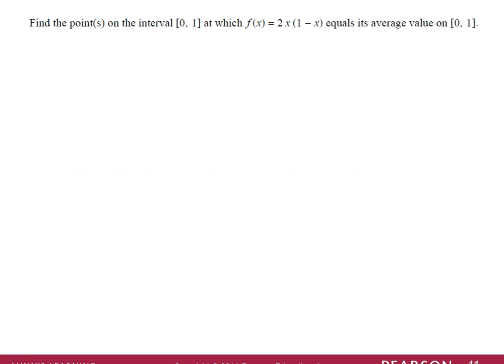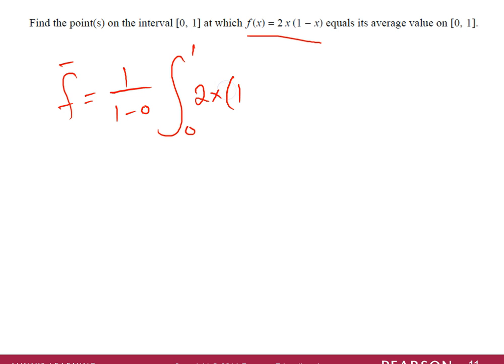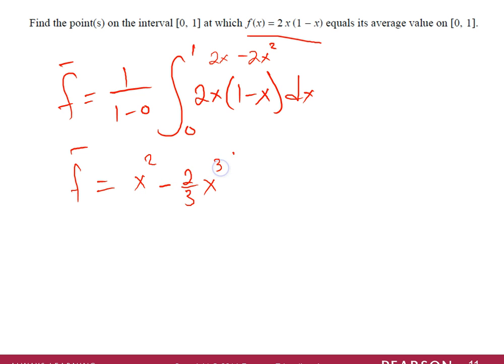Using this, we could find the points on the interval from 0 to 1 for which the function f of x equals 2x times the quantity 1 minus x is equal to the average value. The average value is equal to 1 over 1 minus 0 times the integral from 0 to 1 of 2x times the quantity 1 minus x dx. To do this, I would distribute to say that's really 2x minus 2x squared. So we evaluate x squared minus 2/3 x cubed from 0 to 1. When we do that, we get 1 minus 2/3, and so that's equal to 1/3.